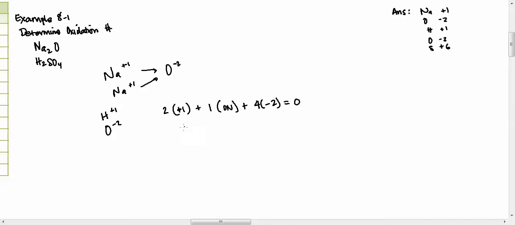So let's see. If I want to figure out what this is, all I've got to do is say, all right, well, this is 2 + On plus -8 is equal to 0. So 2 + On is equal to 8, and On is equal to +6. So my sulfur oxidation number is +6.